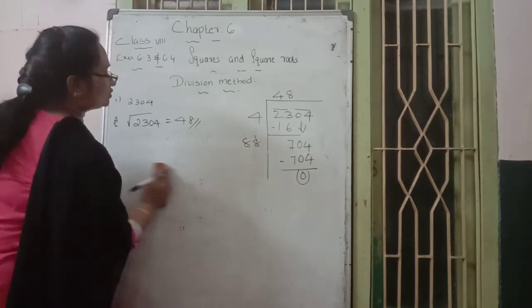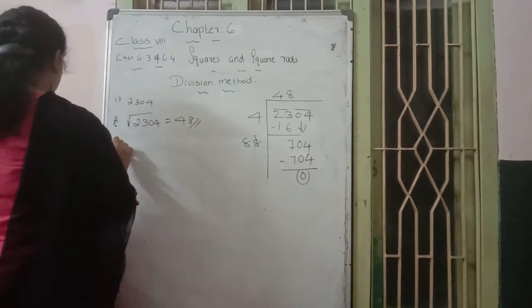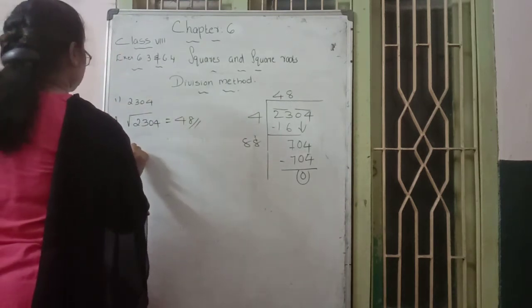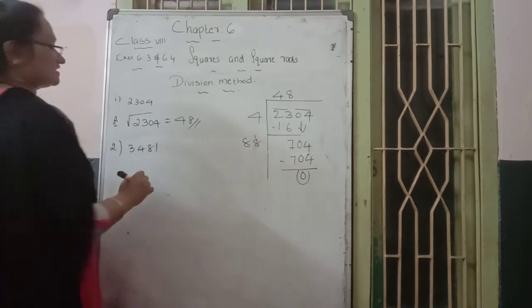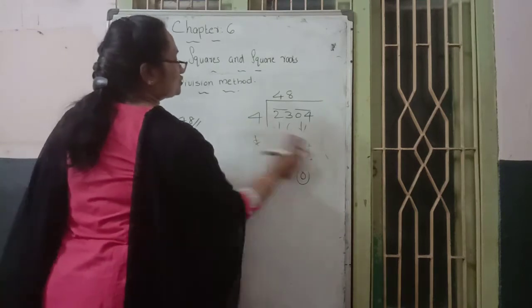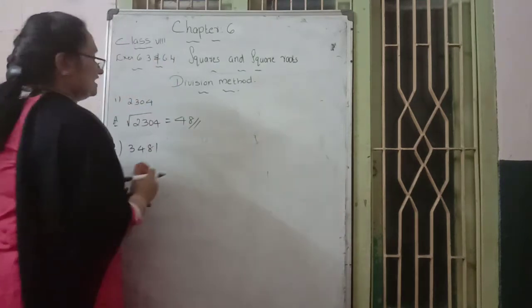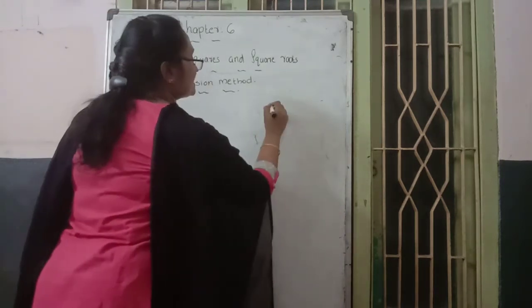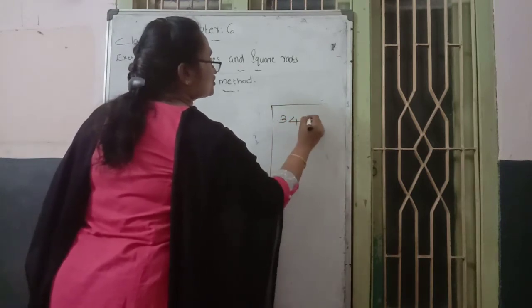Then next we go to the second question. The second question is also like this: 3481. How to do that question? I see. Here first I draw the division box like that. 3481, right.